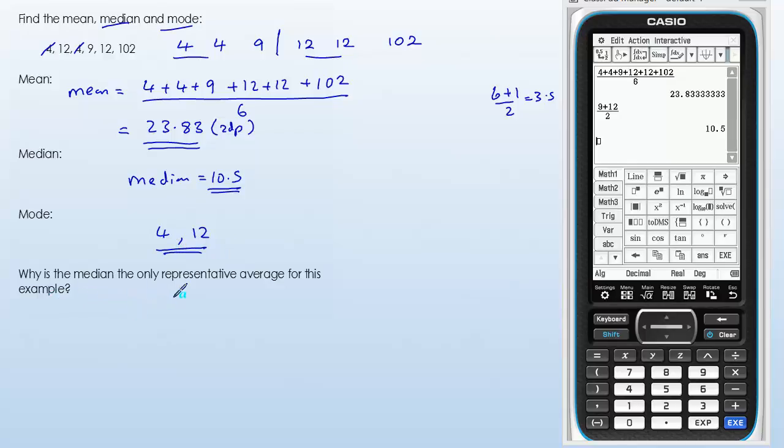Why is the median the only representative average for this example? Well, the mode isn't, because we have 2 of them. So that's the first thing to note. And then the mean isn't because of this outlier. This outlier is so big that it means that the mean is actually in this gap here between the main body of the data and the outlier. So only the median really gives us the middle of what is the main body of the data.